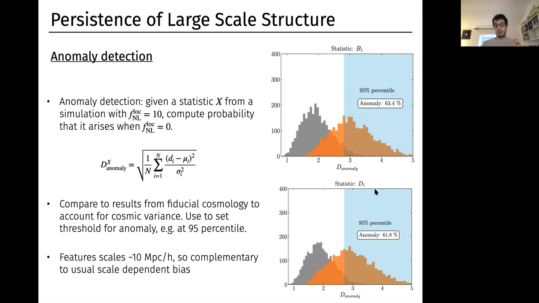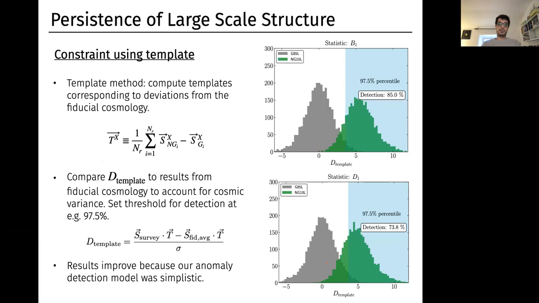And these are the best statistics. We tried many of them, and the Betti curves and the DES, as I was saying, give the best constraints, as expected. The other thing I wanted to point out is that the features are at around 10 megaparsec, as we saw before. So we are still seeing FNL 10 in these complementary scales.